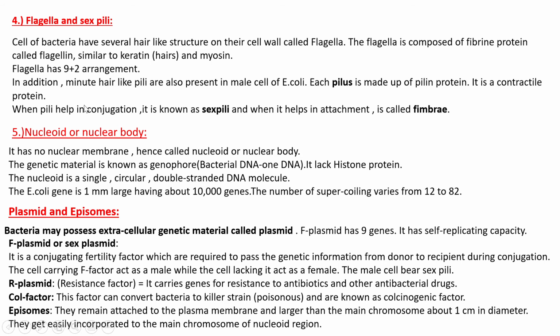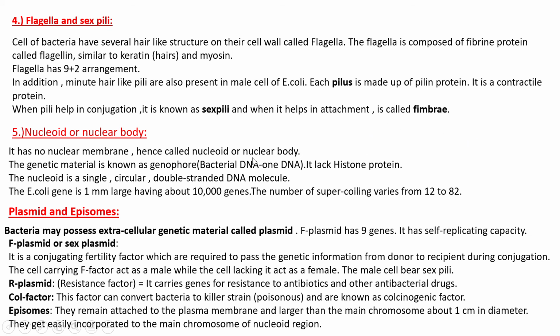In addition, minute hair-like pili are also present in the male cell of E. coli. Each pilus is made up of pilin protein. It is a contractile protein. When pili help in conjugation, it is known as sex pili, and when it helps in attachment, it is called fimbriae. It is the same pili, but when it helps in conjugation, it is known as sex pili. When it helps in attachment, it is called fimbriae.